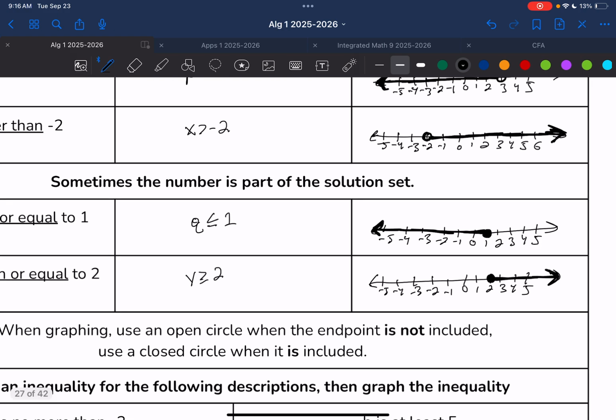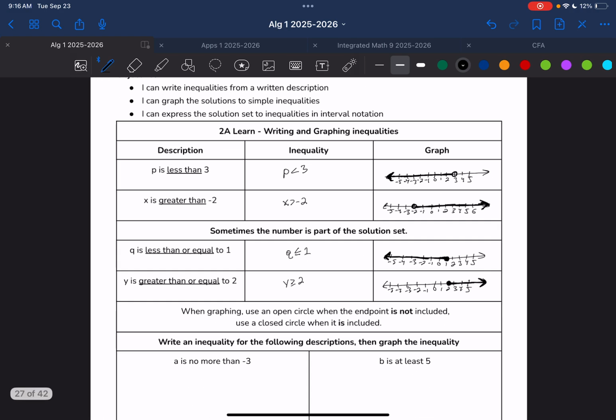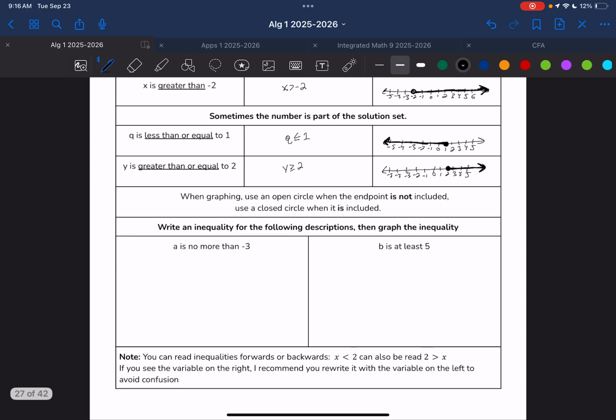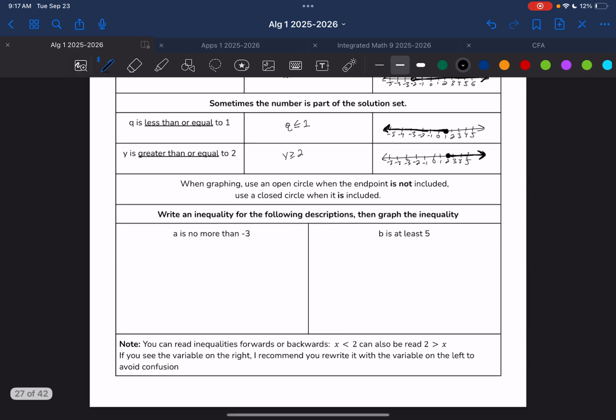So this is kind of how graphs for inequalities work, right? We're shading all of the values that satisfy our inequality, and then we do a closed circle if it's equal to, and an open circle if it's not.